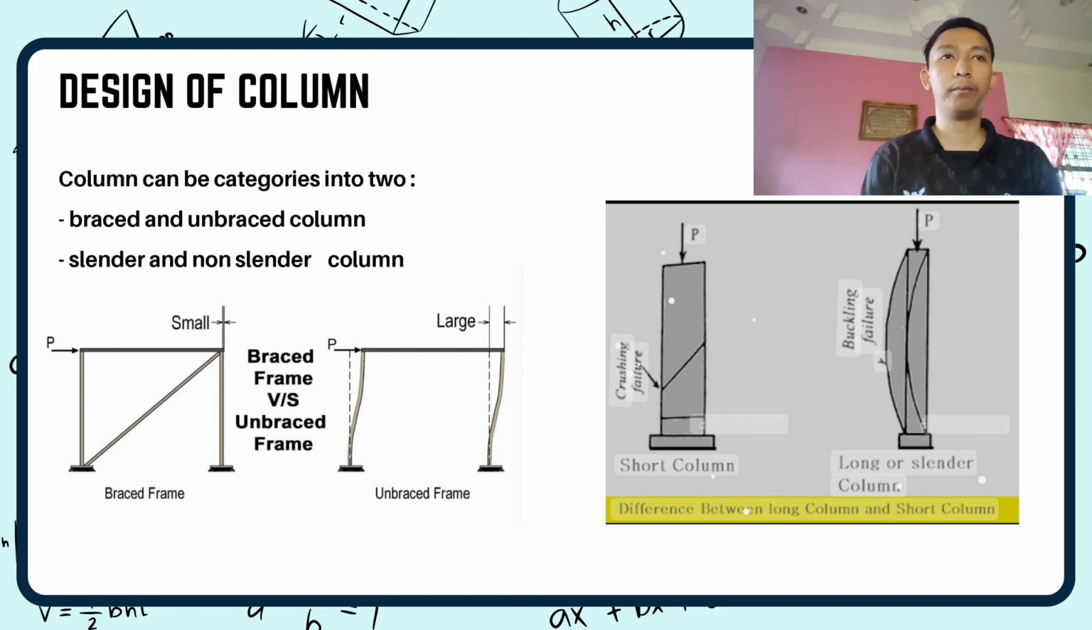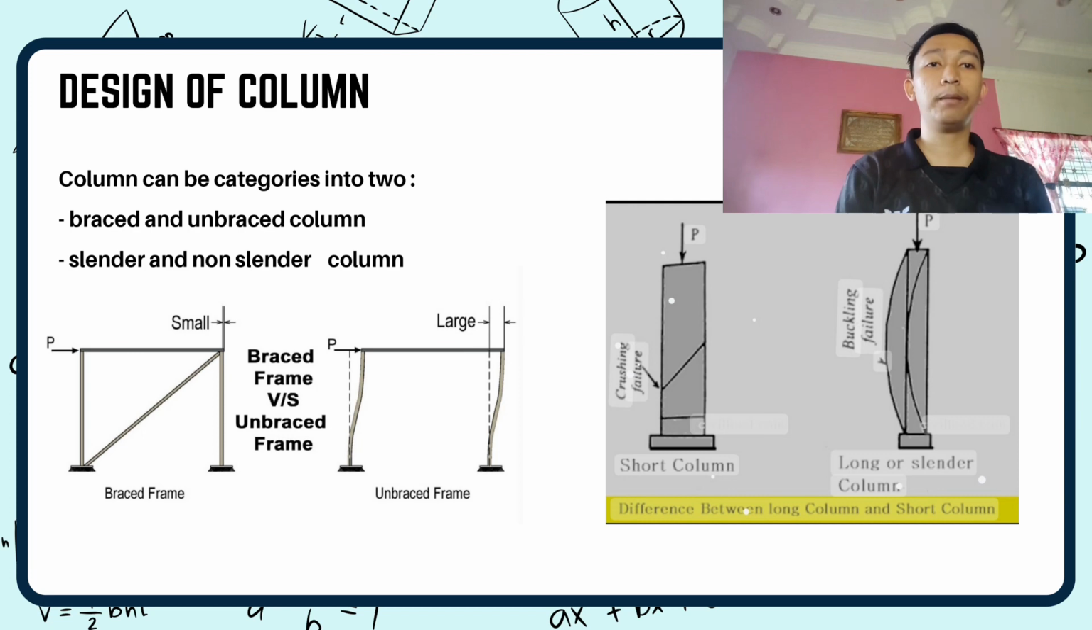Column can be classified into two types. Firstly is braced and unbraced column. A column may be considered to be braced in a given plane if lateral stability of the structure as a whole is provided by walls or bracing, designed to resist all lateral force in that plane. Otherwise, the column should be considered as unbraced, where the lateral loads are resisted by the bending action of the column. The second type of column is slender and non-slender column.